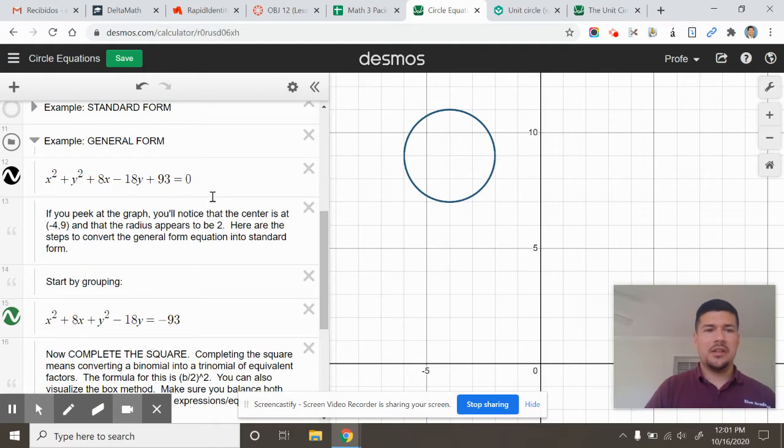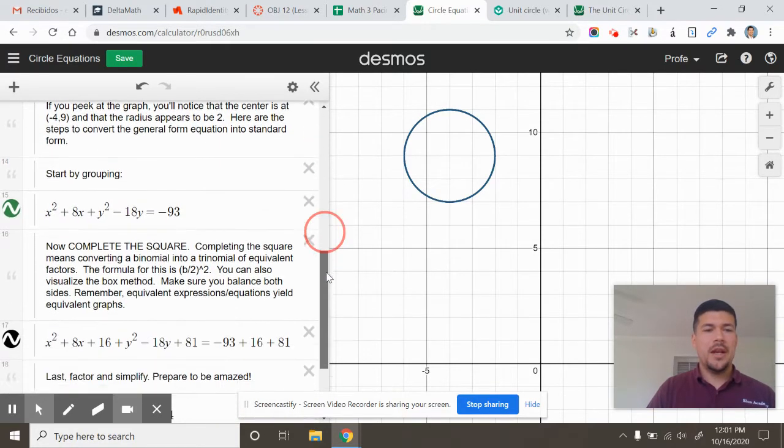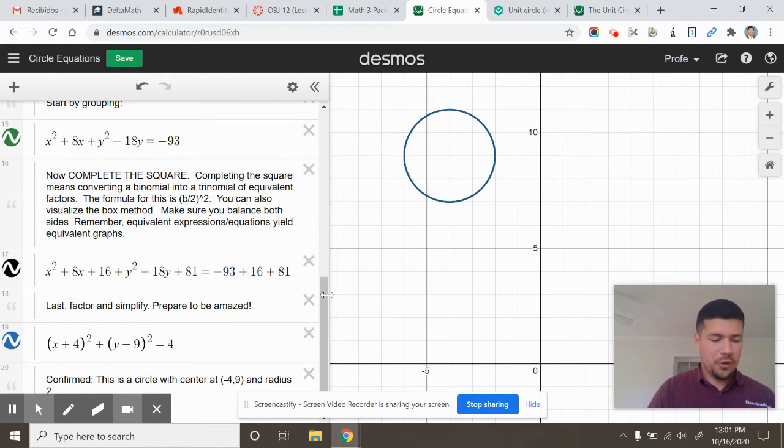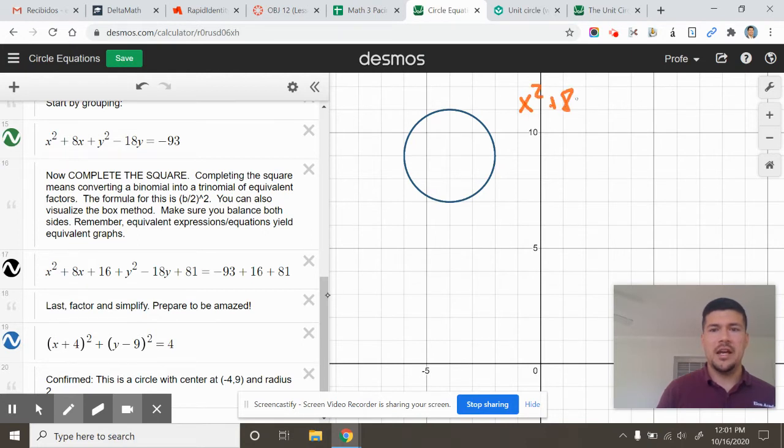So how is it that the equation looks so complicated? Well, let's go through the steps. You can actually take this equation, which is known to be in general form, and put it back into standard form. Here are a few of the steps to follow. Start by grouping your terms. Instead of having the x² beside the y², we're going to say x² + 8x + y² − 18y, and we're going to move that number to the right side because we like to have the number representing the radius on the right side. So I group my variables together.